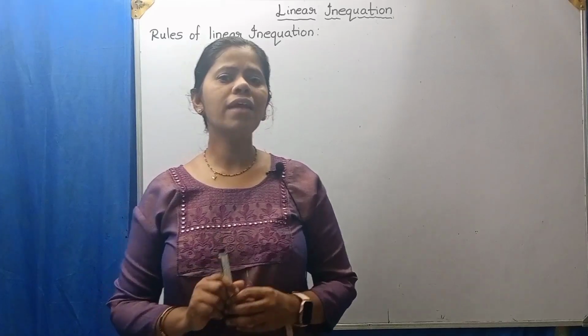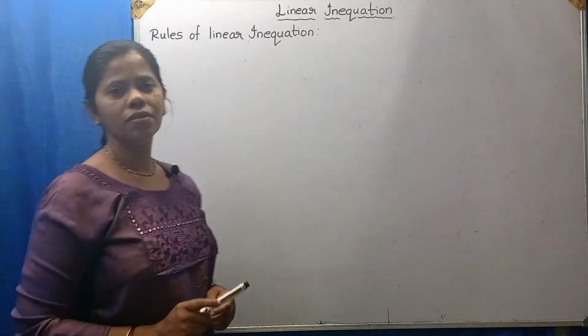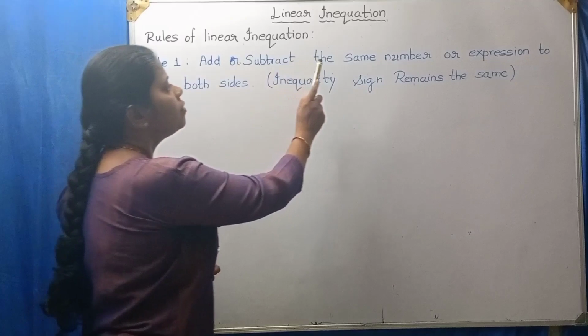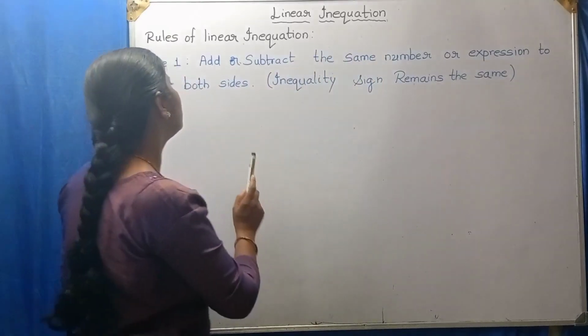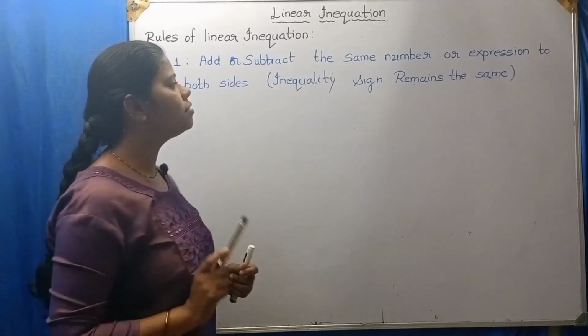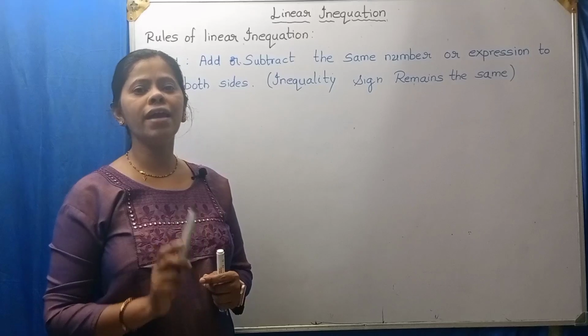In this class, we are discussing the rules of linear inequation. Rule 1: Add or subtract the same number or expression to both sides. The inequality sign remains the same. Now, let me explain this rule by using an example.